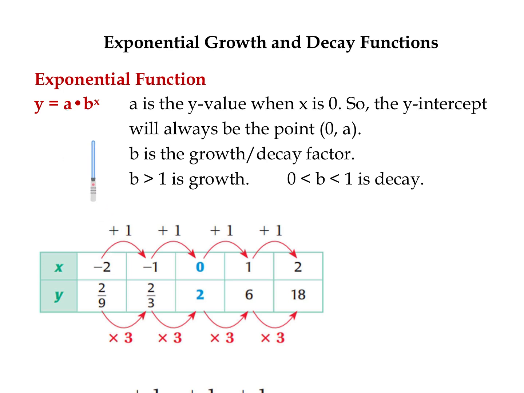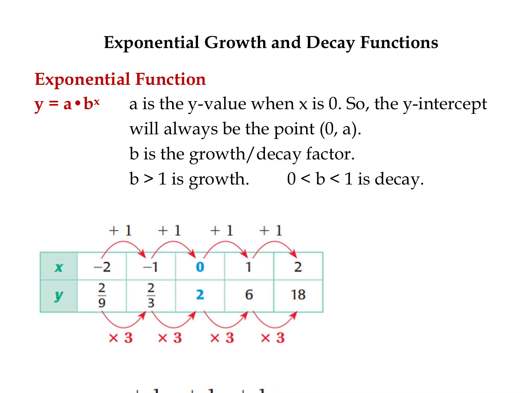B is the growth or decay factor. It's growth if it's greater than 1. If it's between 0 and 1, it's decay. So if we have a b value of 2 or 3.5, it's going to be growth. If it's between 0 and 1, a fraction like 1/2 or 0.8, that's decay. If it's 3/2, that's greater than 1, that'd be growth. But if the b value is between 0 and 1, it's decay.